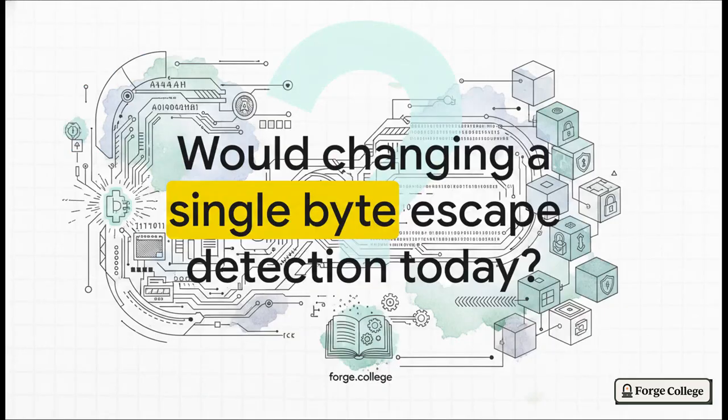So here's a provocative little thought experiment to mentally test your design right now. If you changed a single byte in a transaction today, would it escape detection in your blueprint? If your answer is yes, well, you need to go back and revisit your canonicalization and hashing rules.